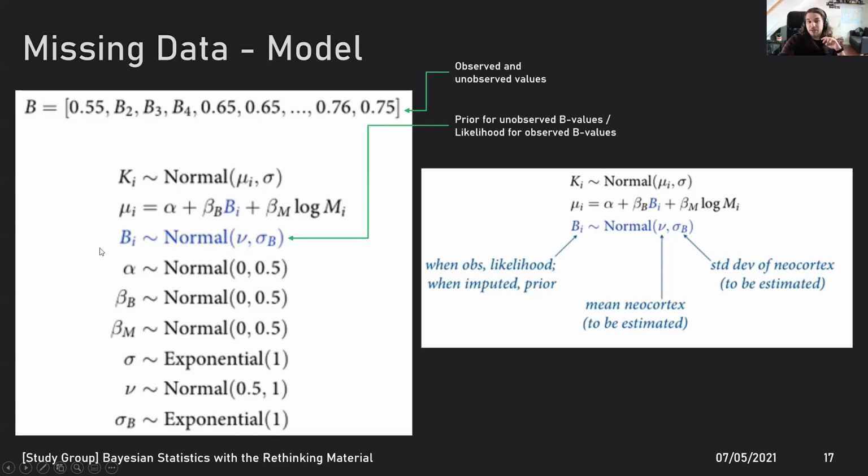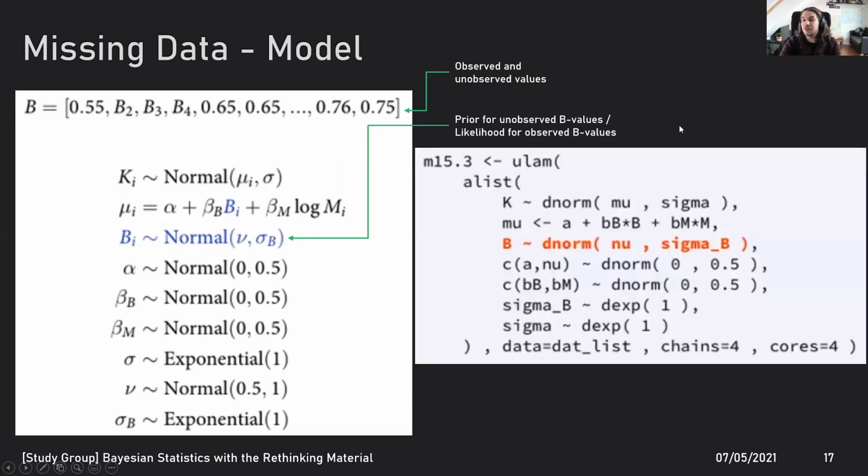Now, in this specification, this B_i prior turns into a prior for the unobserved B values, but a likelihood for the observed B values, which the observed values are going to be compared against. So this prior gets updated with every bit of observed values to then also inform the unobserved values in their estimation through this being treated as a prior. This also is explained on the right-hand side. And once we write this into a model, it's painfully easy because it's just another prior. That's all we have to do here.